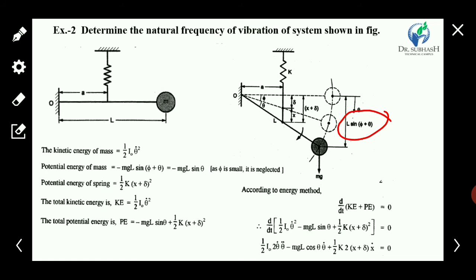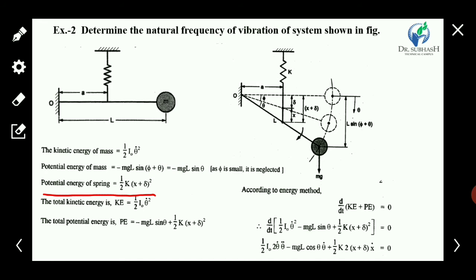The negative sign is there because the energy is decreased. If the energy is increased, then the sign is positive, but the energy is decreased due to the decrease in height, so a negative sign is given to mgh. H is L sine of phi plus theta, but phi is very small, it is a small deflection, so we can neglect it. So only mgL sine theta is considered, and the negative sign is there.